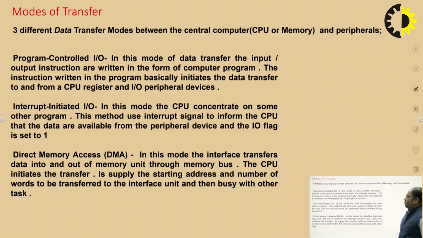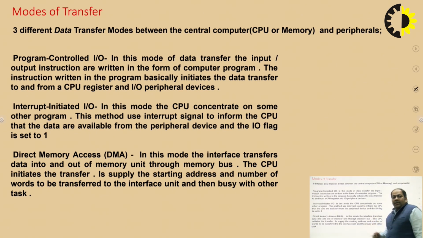In program controlled input output, the data which we have to transfer is written in the form of a computer program, and it is mainly controlled by the application software. The instructions written in the program initiate the data transfer to and from a CPU register and input-output peripheral devices. In interrupt initiated mode, the method uses interrupt signals to inform the CPU that data is available from the peripheral devices, and the input-output flag is set to 1 when we want to receive data.